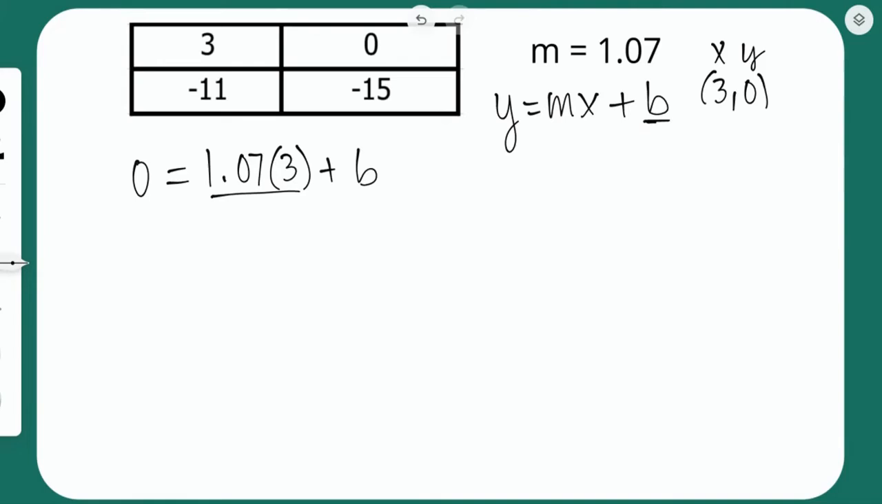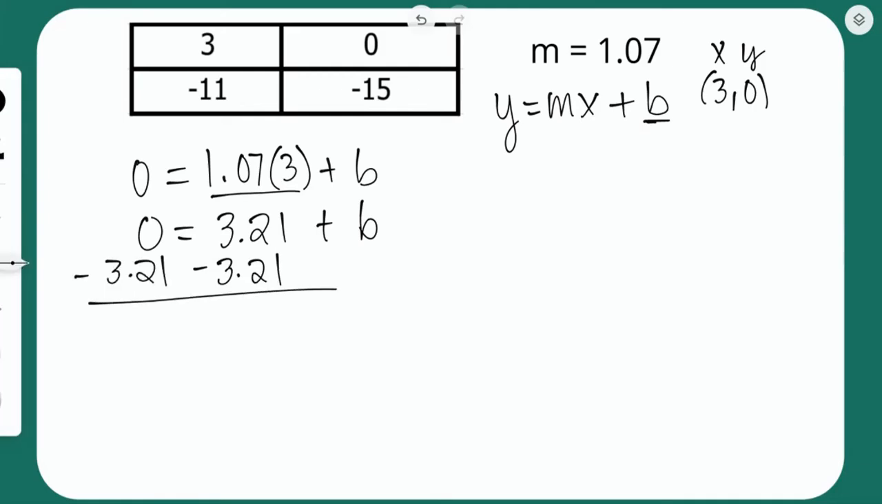We have 1.07 times 3, which gives us 3.21 plus b. All of that is equal to 0. Our goal is to get b by itself, so we need to subtract 3.21 from both sides. Okay, so that we have b all by itself. When I take away 3.21 from itself, that leaves me with just b, because this cancels out to make 0. And I have 0 minus 3.21, which is negative 3.21. And that is going to be equal to our y-intercept.